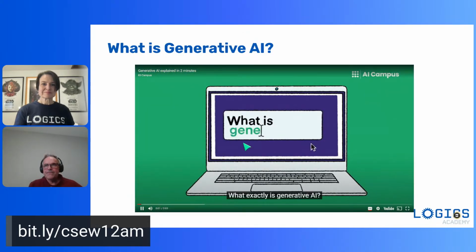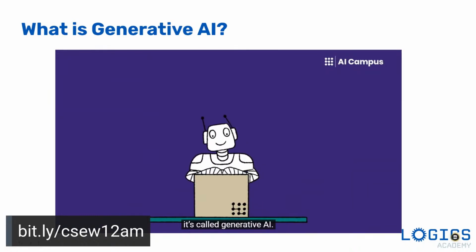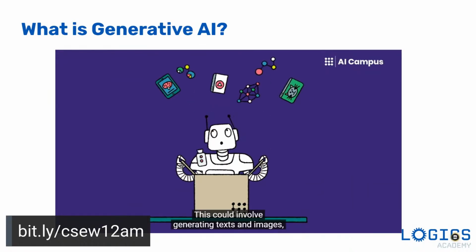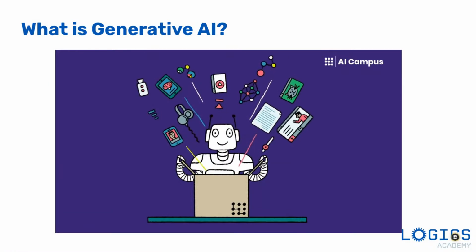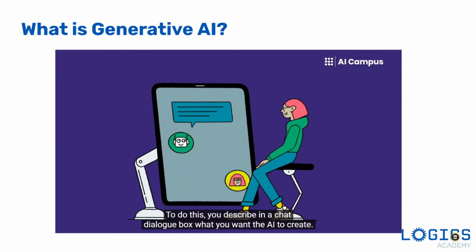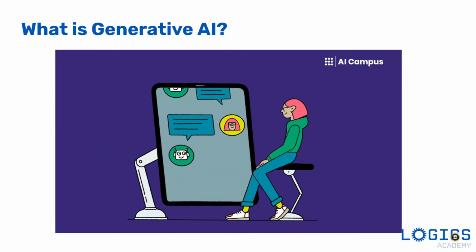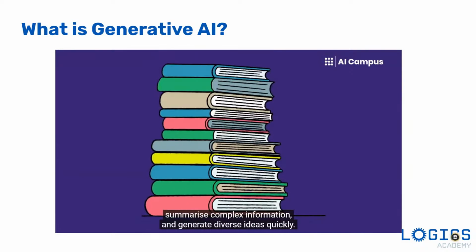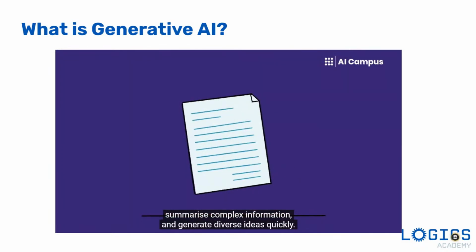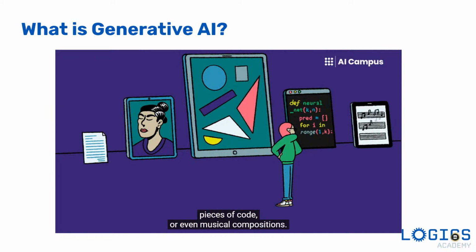What exactly is generative AI? When new content is created by artificial intelligence, it's called generative AI. This could involve generating texts and images, as well as videos, music, or voices. To do this, you describe in a chat dialog box what you want the AI to create. This description is called a prompt. The generative AI tools provide answers to all sorts of questions, summarize complex information, and generate diverse ideas quickly. Depending on how they're used, they can create short stories, paintings, pieces of code, or even musical compositions.